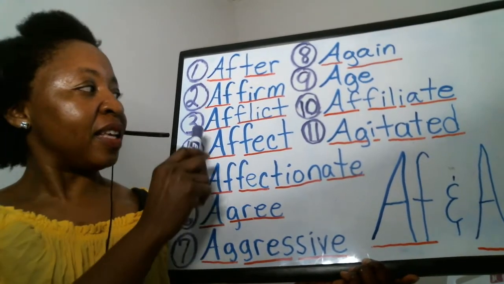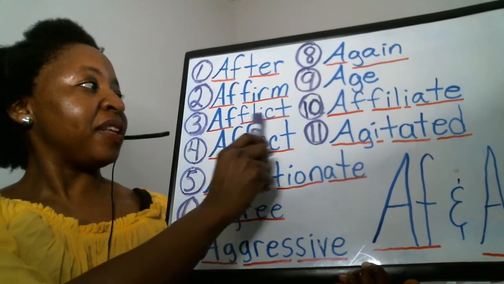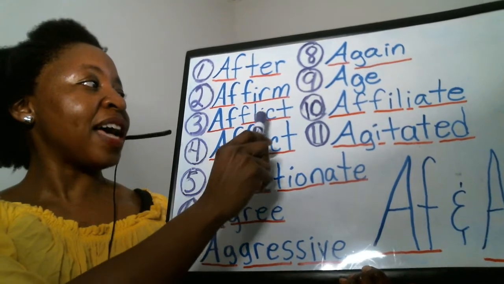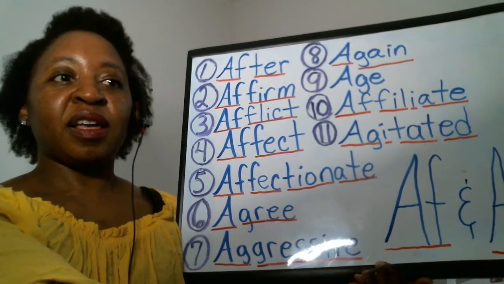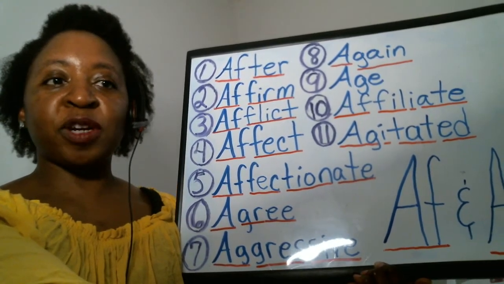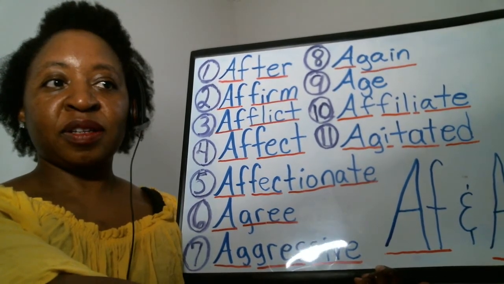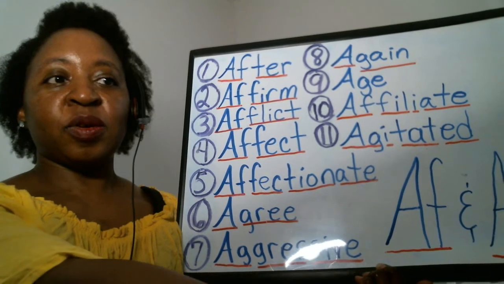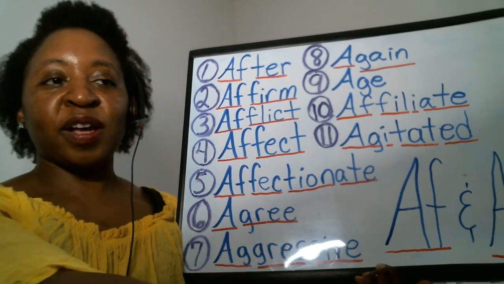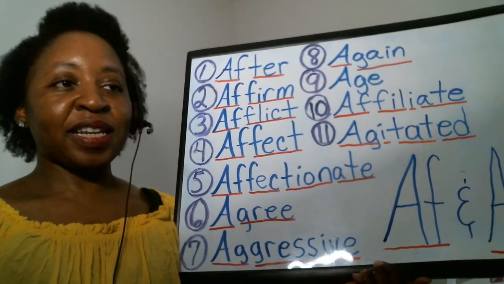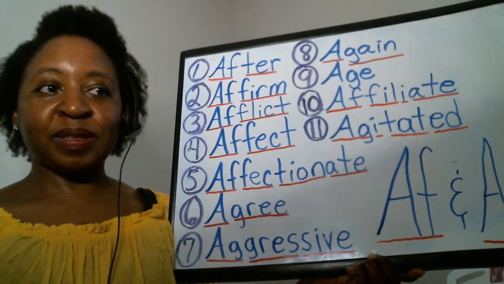Word number 3, afflict. A-F-F-L-I-C-T. Afflict means to cause pain or suffering to, or to affect or trouble. So it's relating to a problem or illness as well. Your homework sentence, his arm was afflicted with a skin bruise.